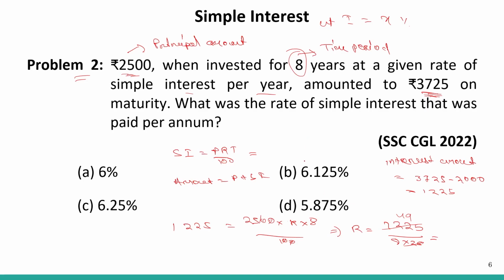If we divide it by 2, it will be 24.5, and this will be 4. So it will be 6.125%. So option number B, that is 6.125%, will be the correct option. This question appeared in the SSC CGL 2022 paper. So we have seen here that the correct answer is 6.125%.